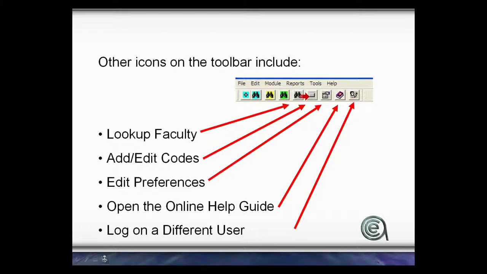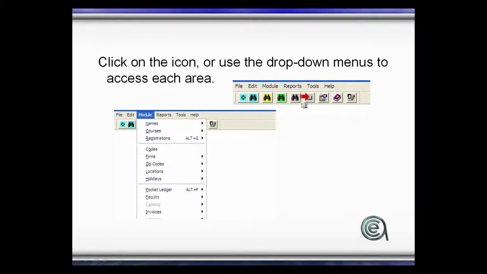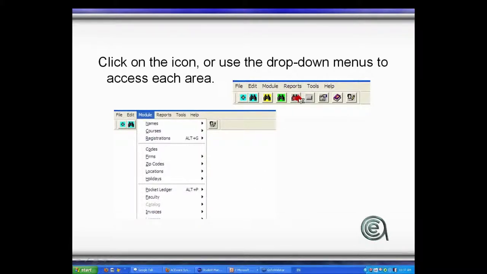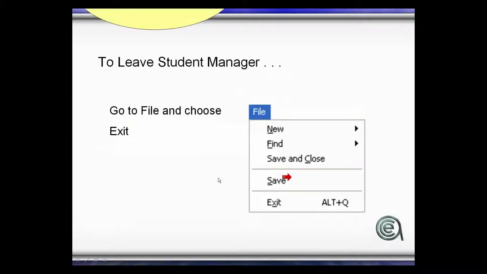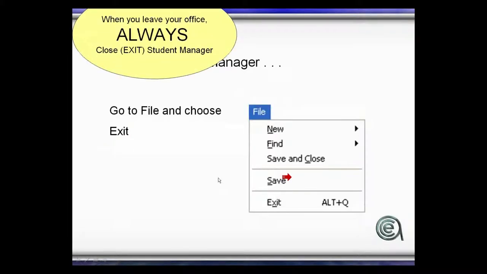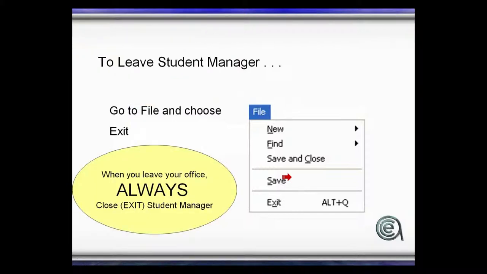So, navigating to move through the system, you can either click on the icon to get you to where you want to go, or go to a drop-down menu to get to the area. To leave Student Manager, you would go to File and choose Exit, or you can use the X Close in the upper right. Now, one of the big things is that when you leave your office, when you're done working with Student Manager, even if it's going to be for a long lunch, our recommendation is that you always exit out of Student Manager.